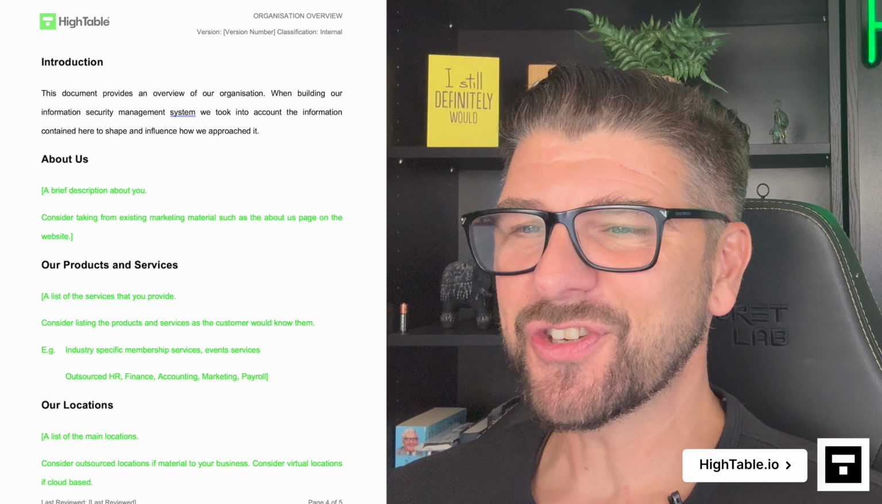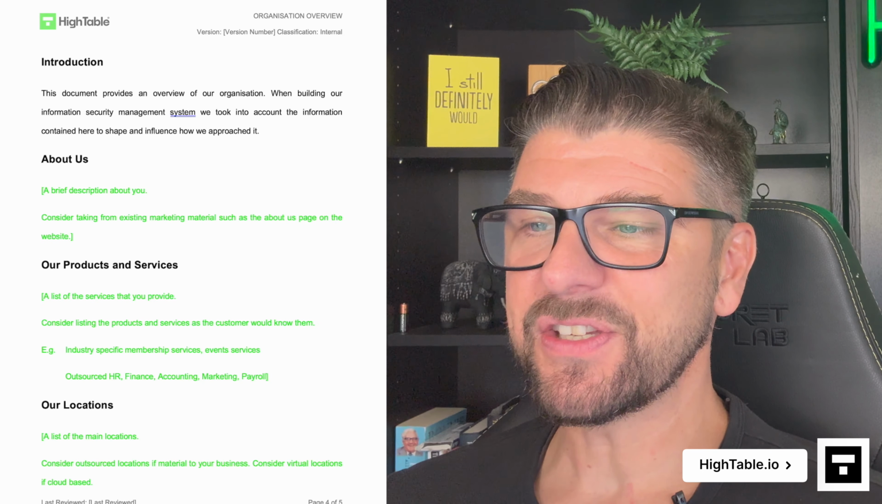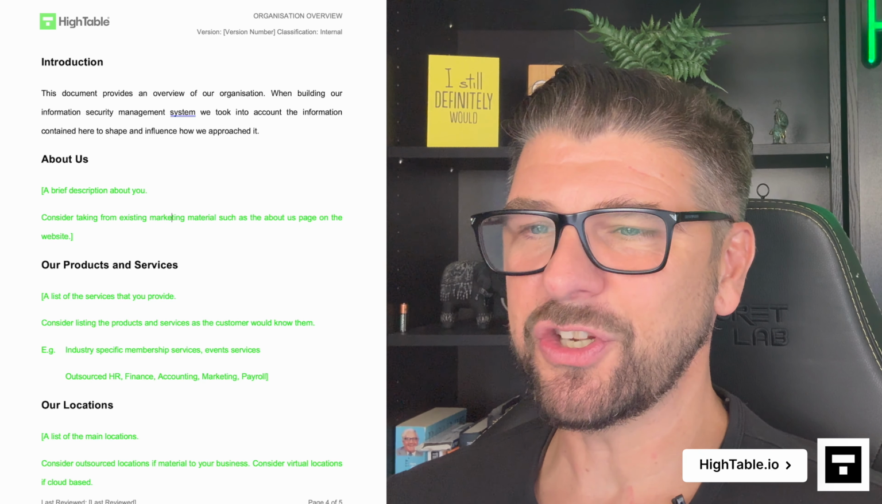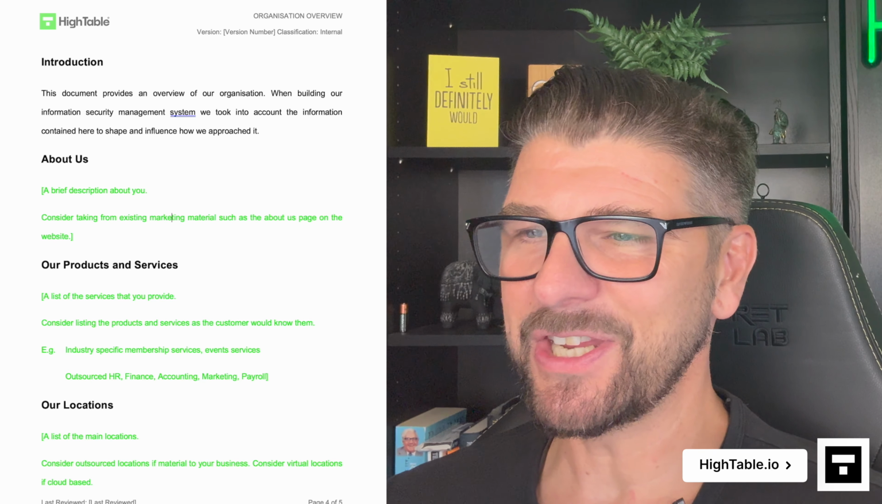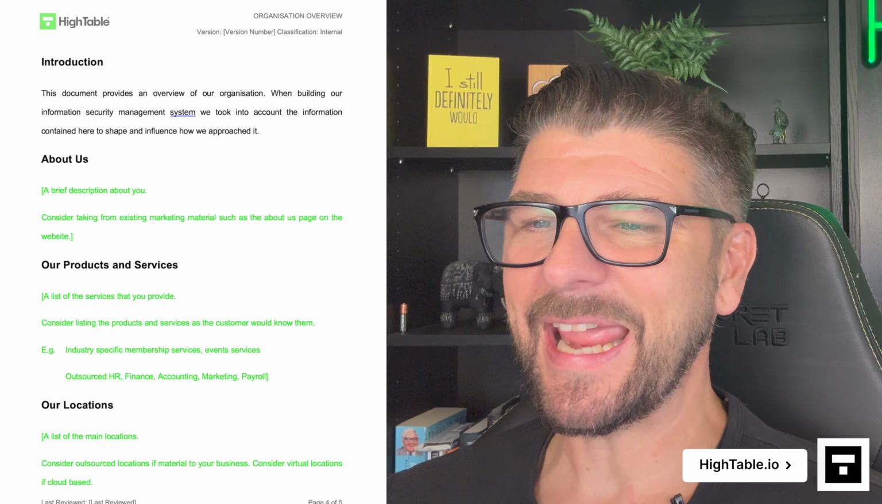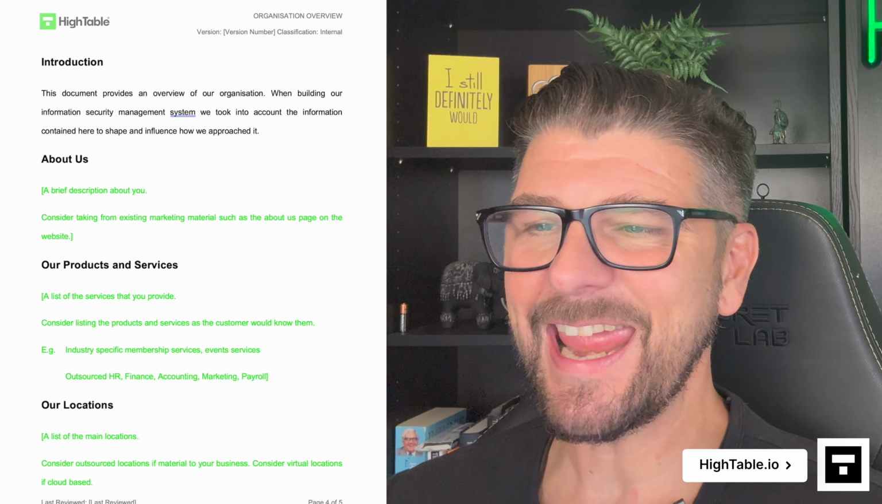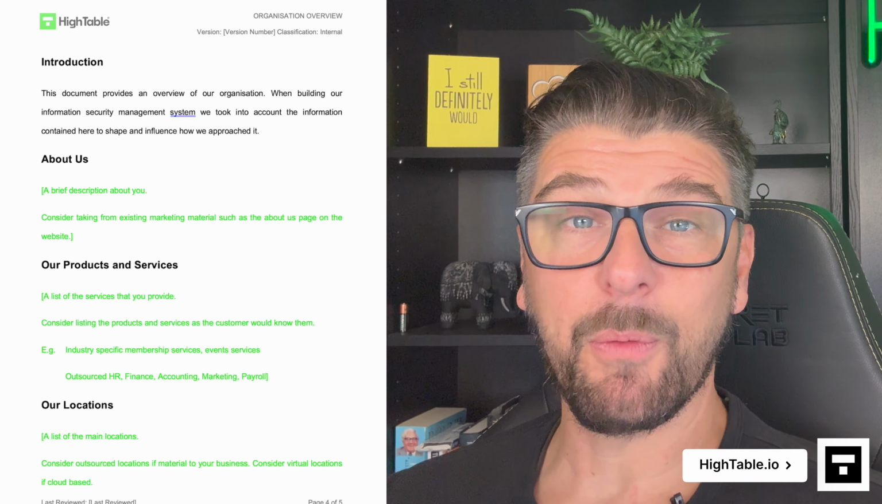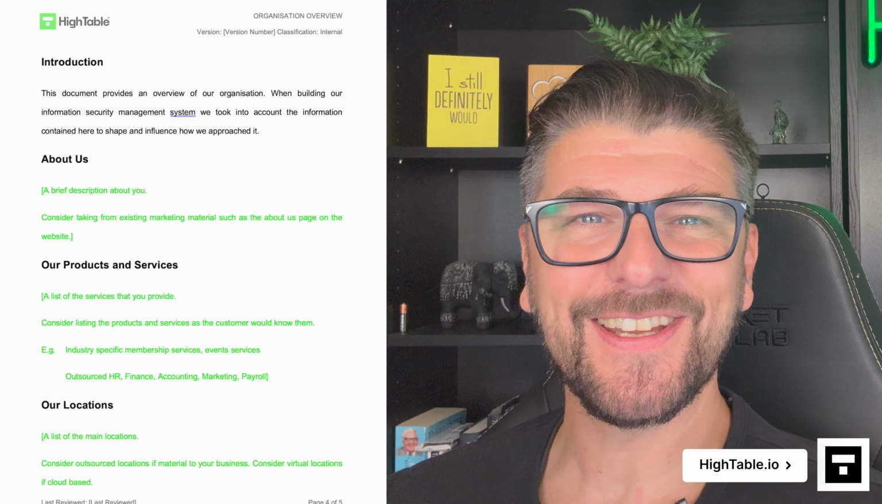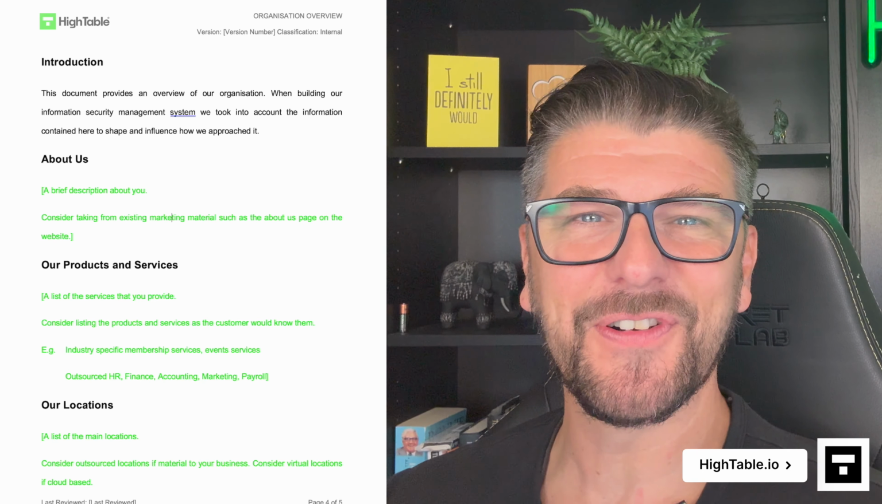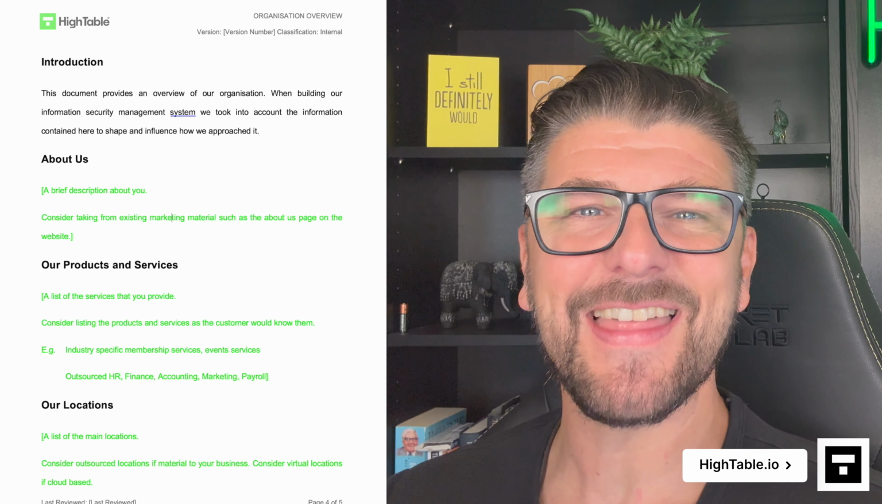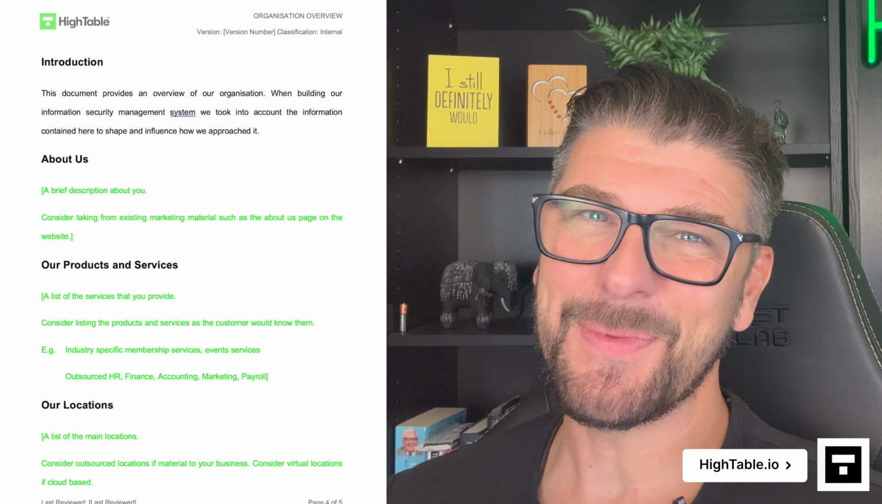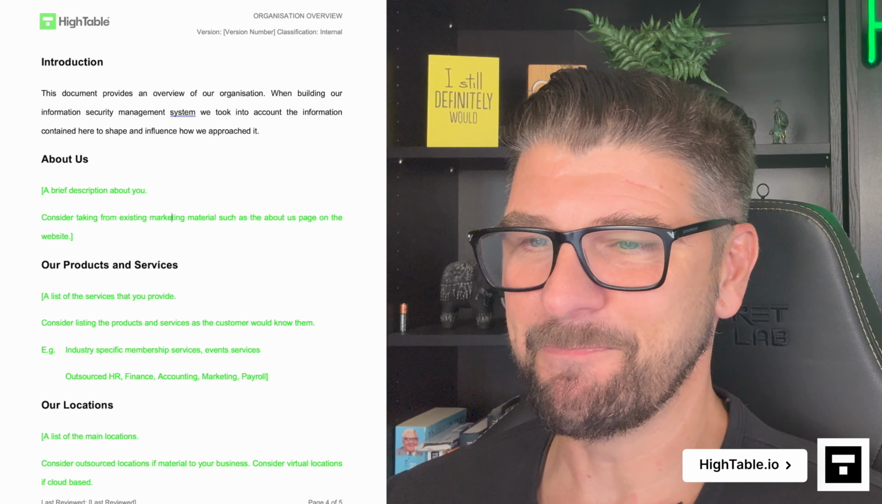So, introduction. This document provides an overview of our organization when building our information security management system. We took into account the information contained herein to shape and influence how we operate it. Now, whether or not this is true or not, the auditor wants to see that you have a full understanding of who you are and that that influenced your information security management system.